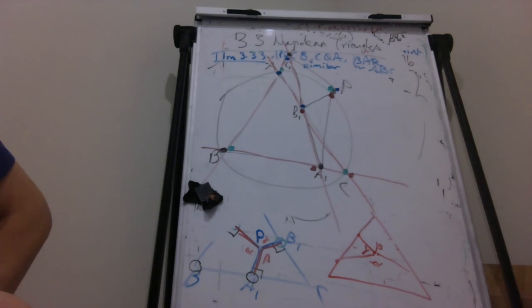You just prove it. It's like a 2-line spiral sim proof. What's the angle? There's no angle chase.